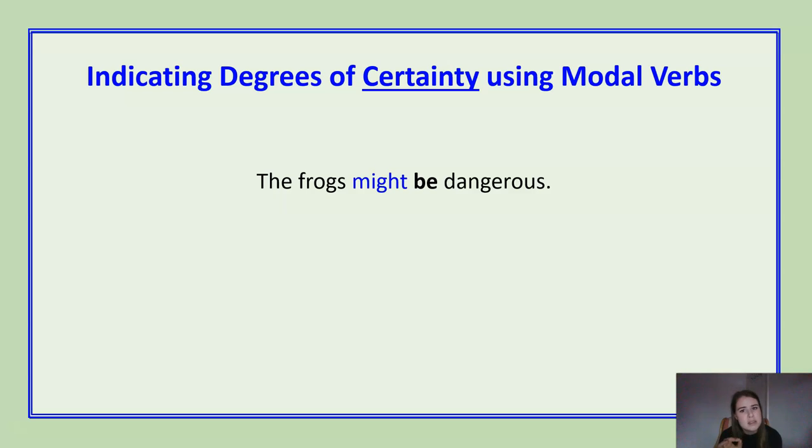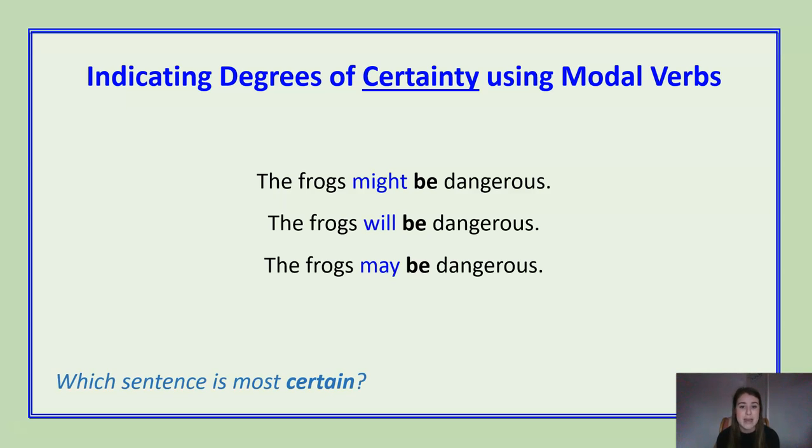So the frogs might be dangerous. So the frogs are dangerous, or the frogs will be dangerous. The frogs might be dangerous. The frogs could be dangerous. By changing the modal verb, it changes the meaning of the sentence. So the frogs will be dangerous. The frogs may be dangerous.